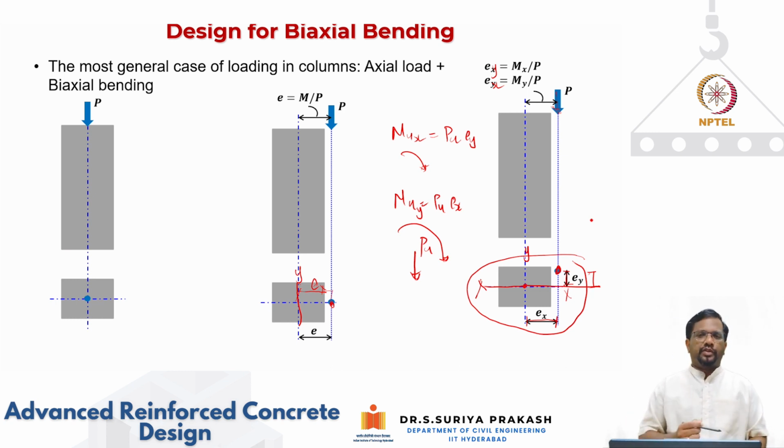So for example, for this column, you have axial compression at eccentricities Ex and Ey with respect to the x and y axes. That is going to create biaxial bending. If your eccentricity about one of the axes is very small, then we can say that the column is predominantly subjected to uniaxial bending.